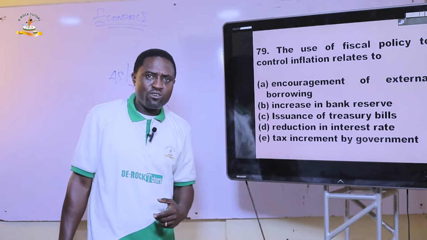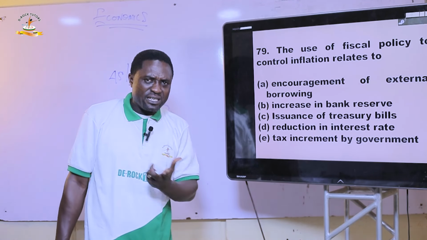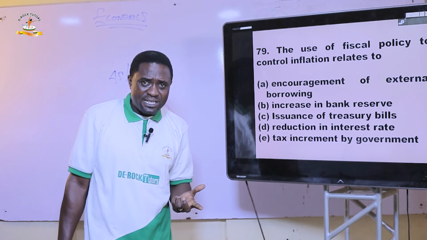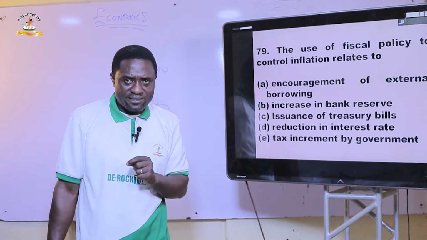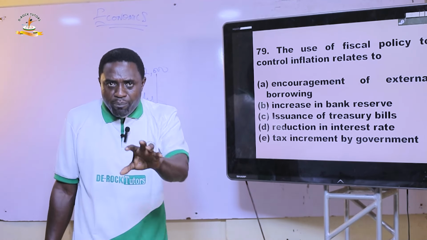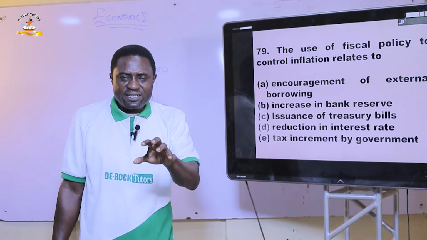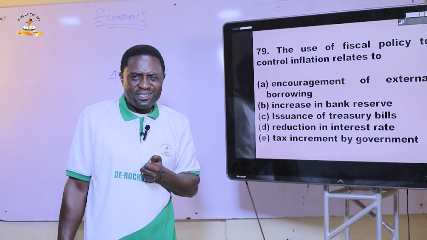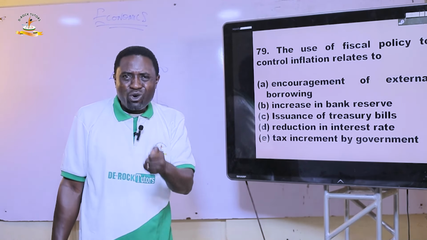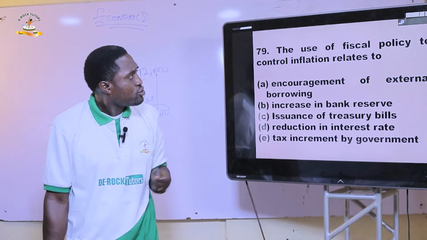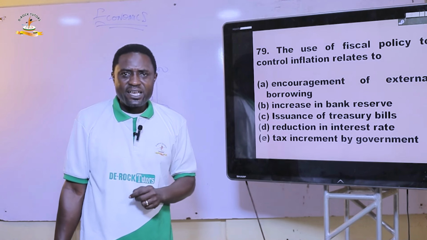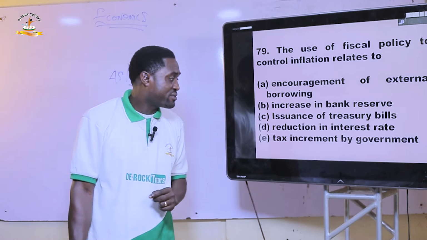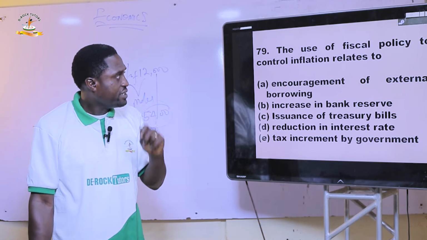The use of fiscal policy to control inflation rate: tax increment by government. Government policy, they make use of tax. You understand? If they want to reduce the money circulation, they will increase the tax. If they want to pump money, increase the purchasing power in circulation, they reduce the tax. It is a tool they use. We call it fiscal policy. So the use of fiscal policy to control inflation relates to tax increment by government. So the perfect answer to this 79 is E. The next question.